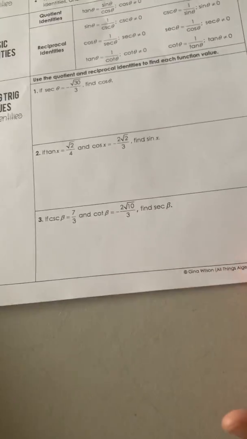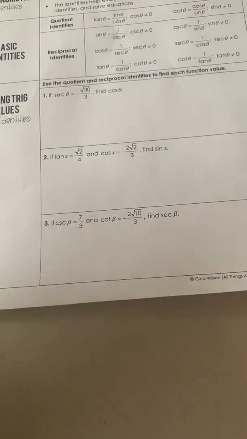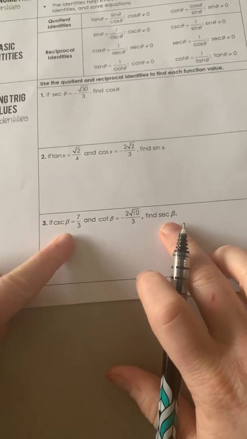Okay, part 2 of the video. They're gonna get a little bit harder. Let's do number 3 first. So we're given cosecant and cotangent. We need to find secant.